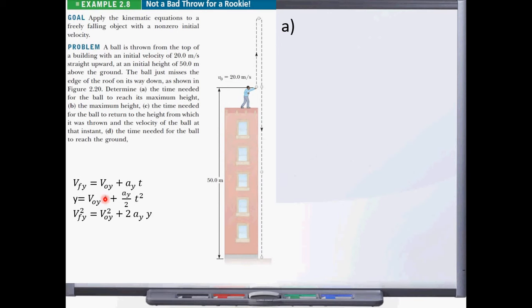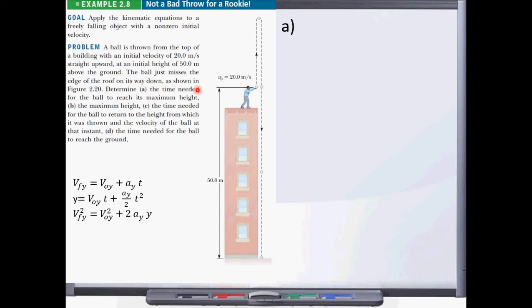We have the kinematic equations again here, and we have the problem like this. It says, a ball is thrown from the top of a building with an initial velocity of 20 meters per second straight upward. So as you can see, the ball is thrown upward over here. The ball just misses the edge of the roof on its way down. It doesn't matter that it's only telling you it's not going to touch the building; it's going to continue going down until the ground, as shown in the figure.